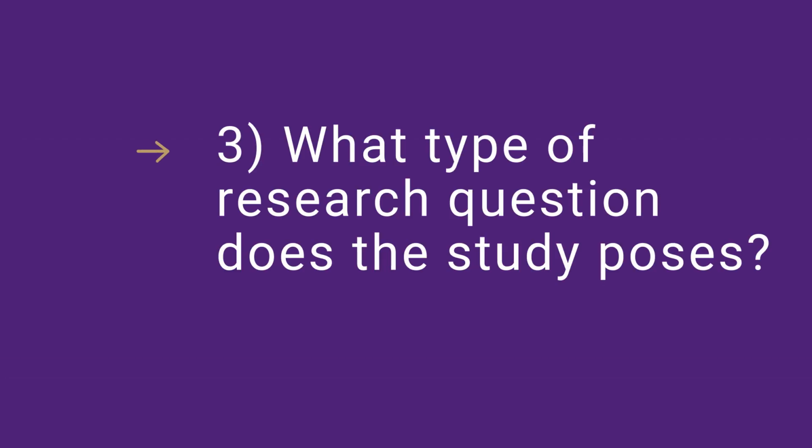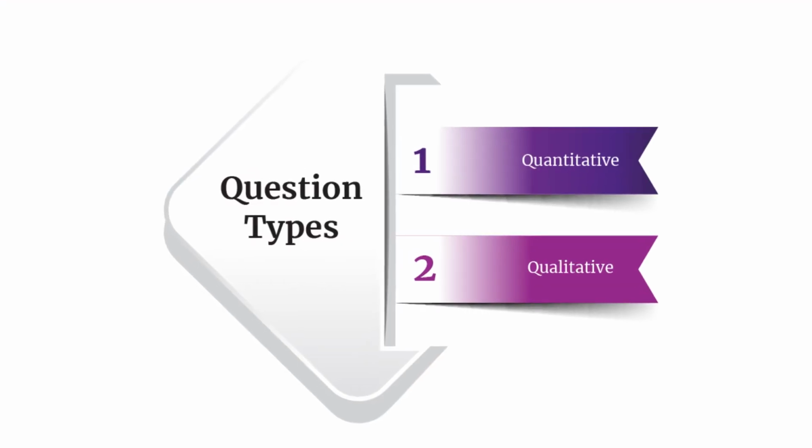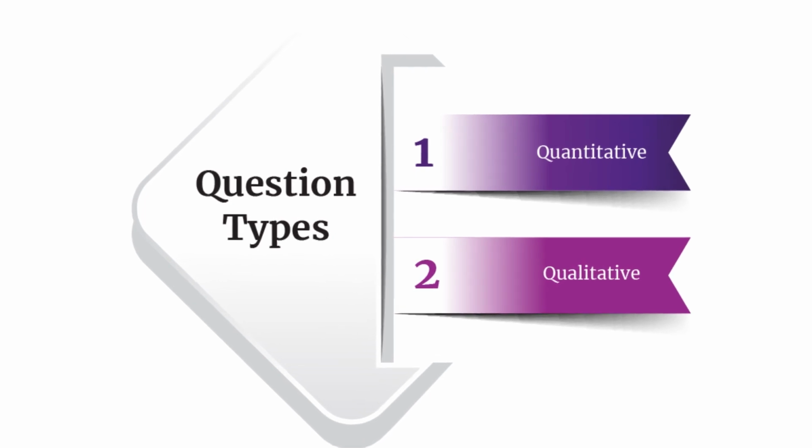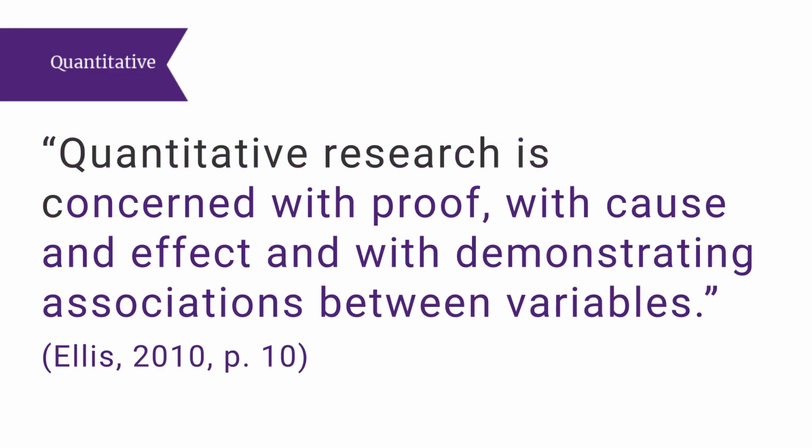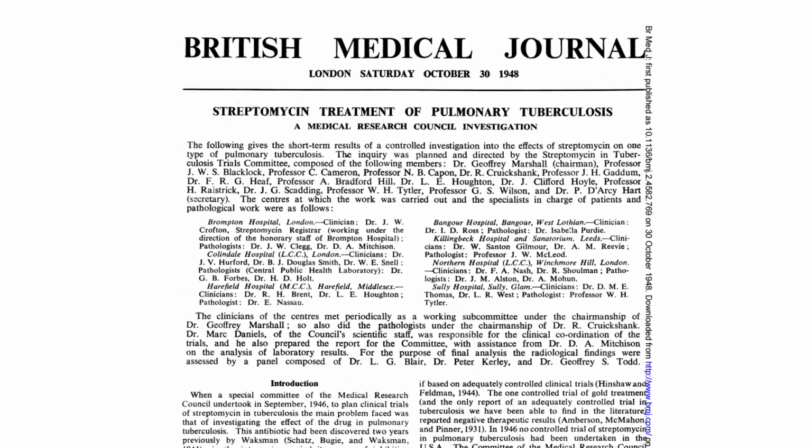Once you've determined the research question and why the research is needed, it is important to find out what type of question the study poses. Research questions generally fall into one of two distinct categories. They can be quantitative question types, which are about things we can measure directly, such as measuring the effectiveness of streptomycin in the treatment of pulmonary tuberculosis.